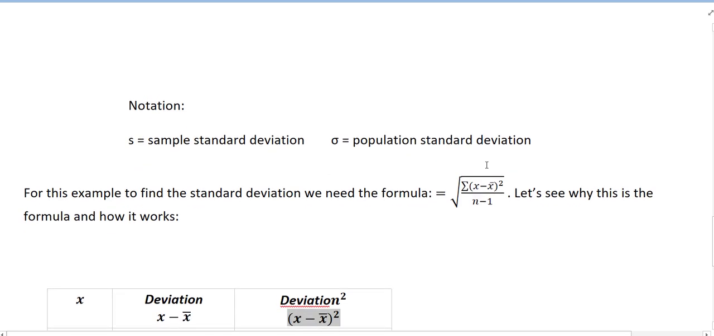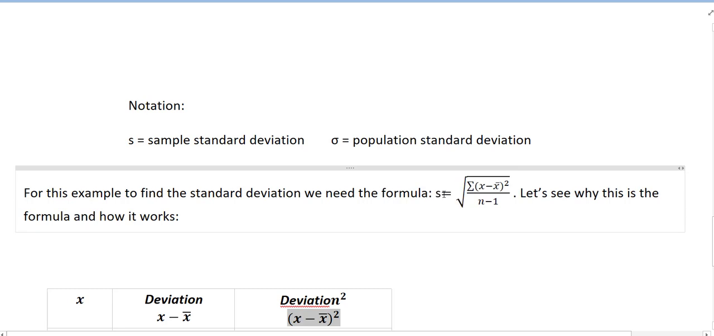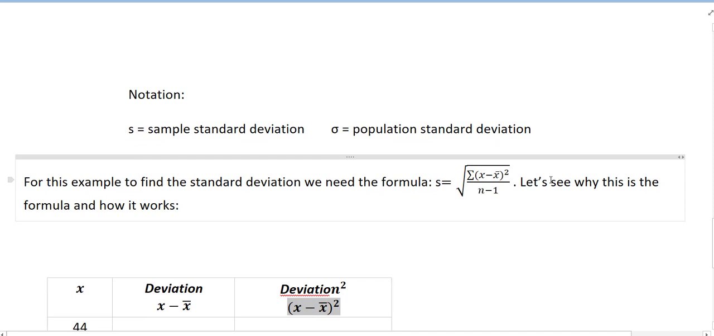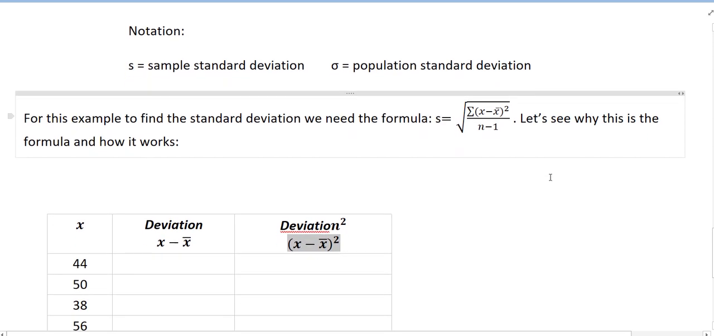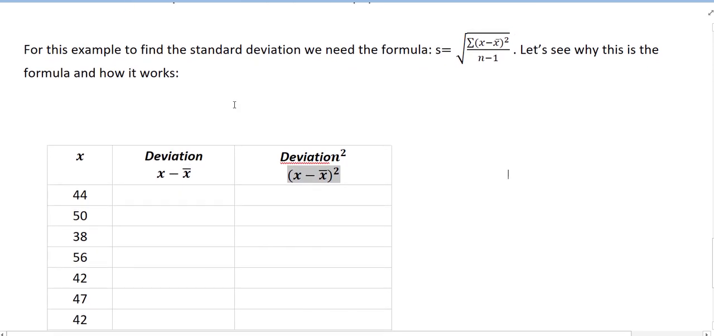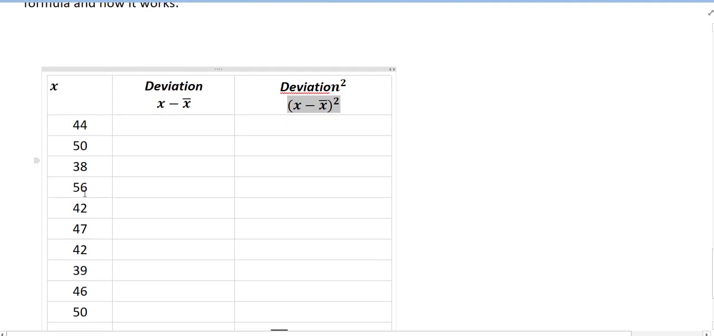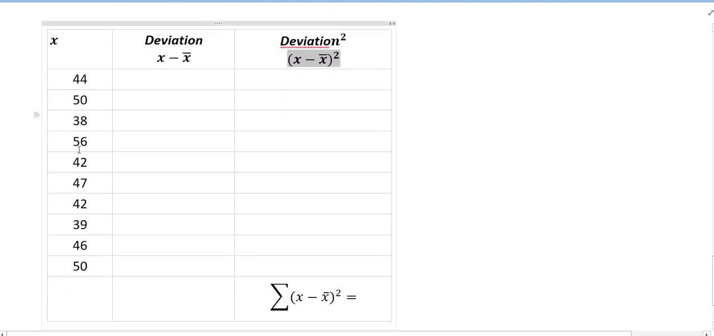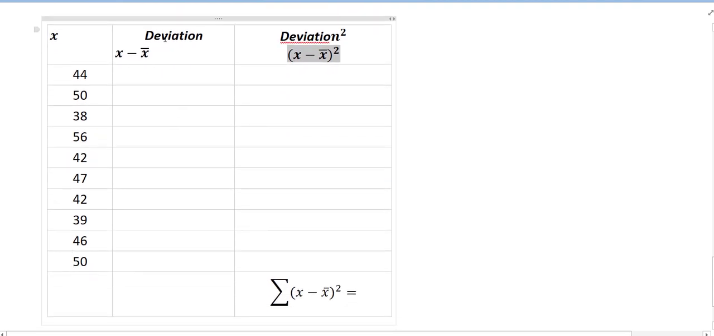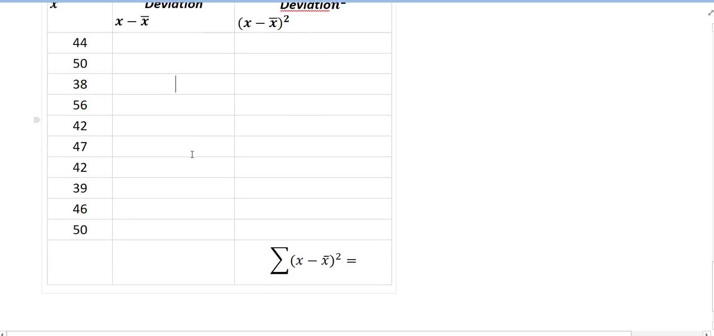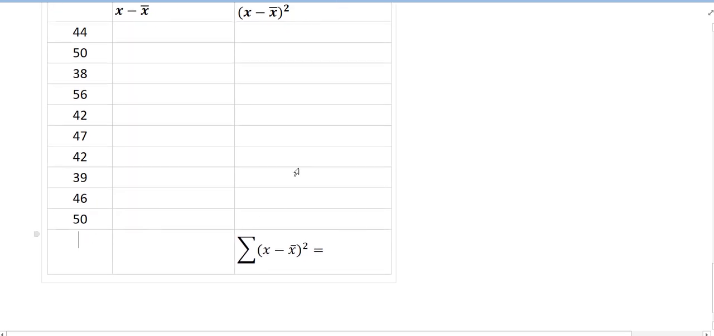So for this example, to find the standard deviation, we need the formula. This should be little s equals this for the sample. So let's see why this is the formula and how it works. So here we have our x's, right, our data values. We have 10 of them. The deviation, and then we're going to do the deviation squared. So let's work on that.